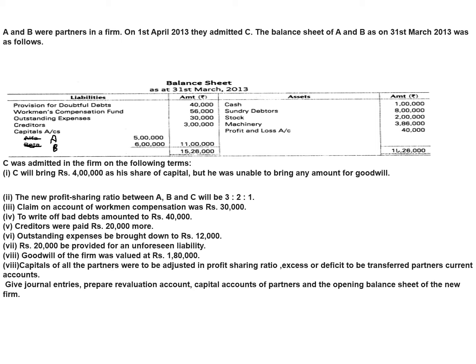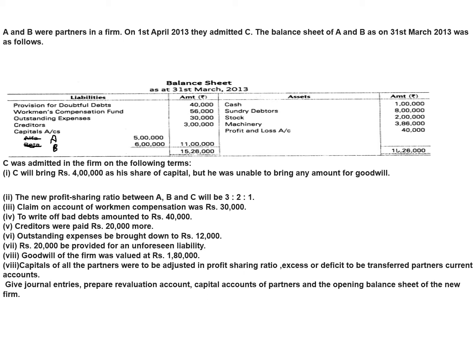Goodwill of the firm was rupees 1,80,000. Since he cannot pay his share of goodwill, therefore the goodwill account will be raised. What will be the entry for goodwill? Goodwill account debit 1,80,000 to A's capital, to B's capital. Since the old ratio is not given, it means A and B are sharing profits and losses equally. So goodwill account debit 1,80,000 to A's capital 90,000, B's capital 90,000.